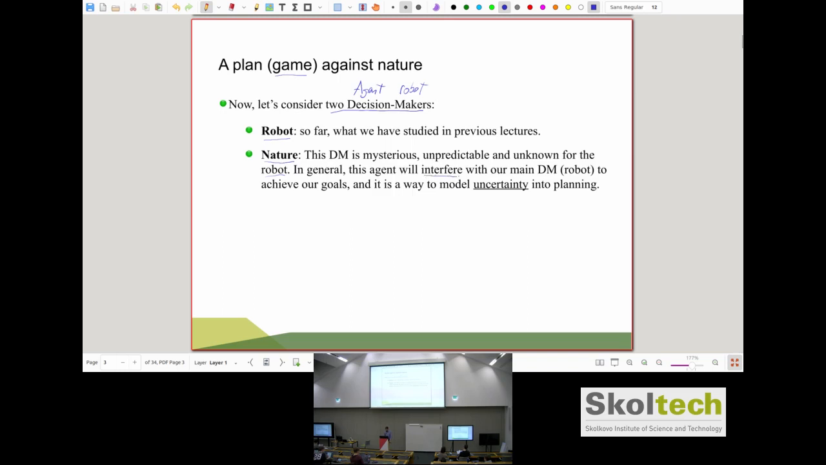As I said, this is going to interfere with the main decision maker. And then basically to achieve our goals, now we need to deal with this uncertainty. Okay, so let me give a couple of examples. Let me start with the problem that we had before with the robot. Can anyone propose here a state variable?